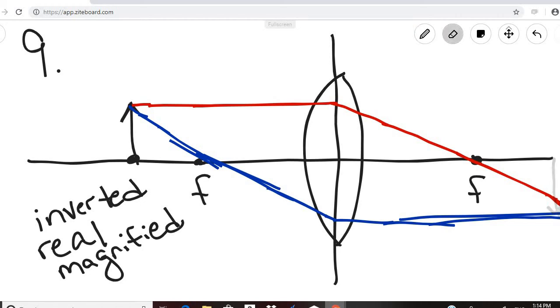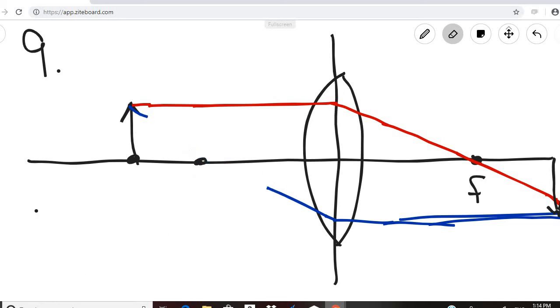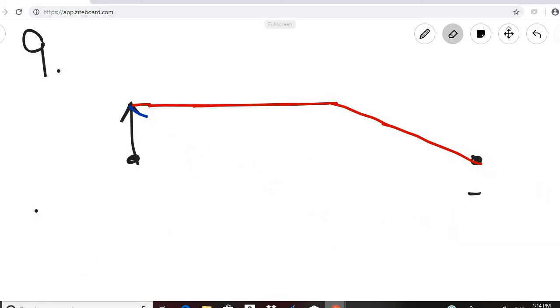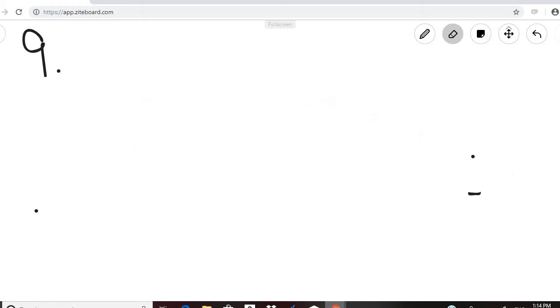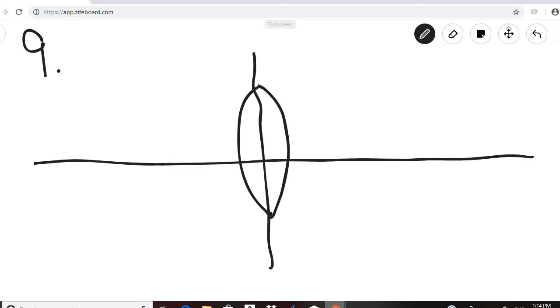Let me go ahead and do that one again. What I think I will do is let's do number 9 again, see if we can draw it a little bit better so that we can see. I'll move the lens over here a little bit better. Okay, so that goes through there. This is going to go through here.